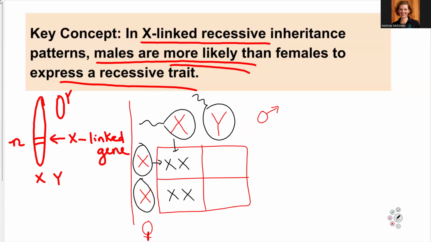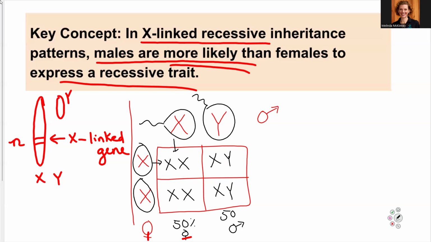So half of the offspring are going to be female, which is what you would expect, right? 50% are going to be female. And then the other half, X and Y, are going to be male. So then you have 50% that are going to be male.